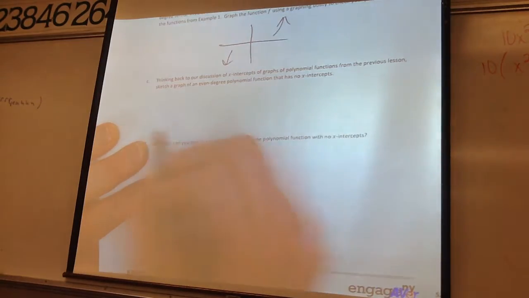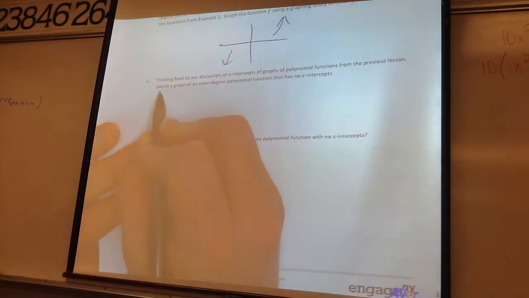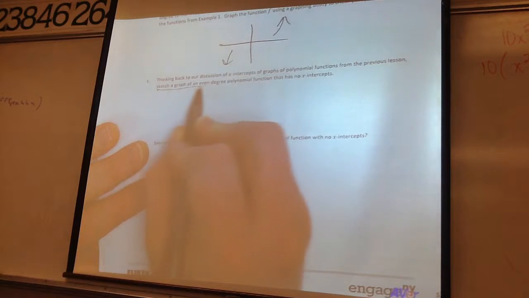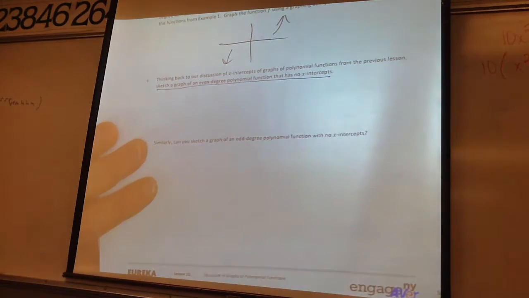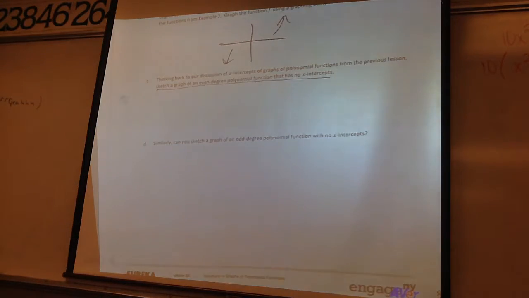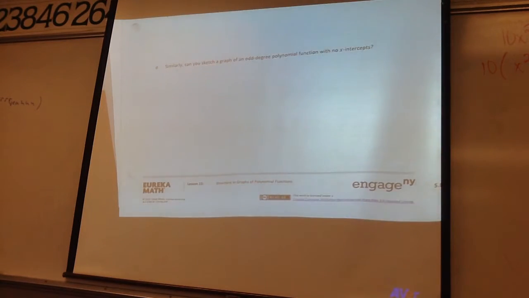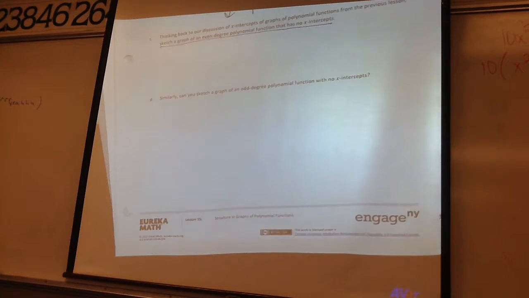Sketch a graph of an even degree polynomial function that has no x-intercepts. So it just doesn't cross. Okay. I'm checking to see if you can read that, because it's really easy if you know what it says. Go ahead. Sketch a function of an even degree polynomial that has no x-intercepts.